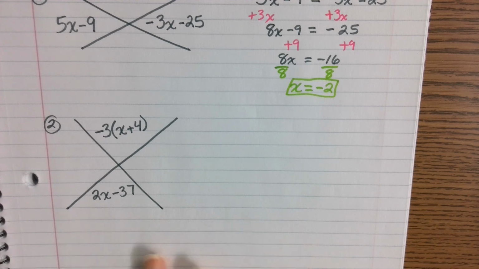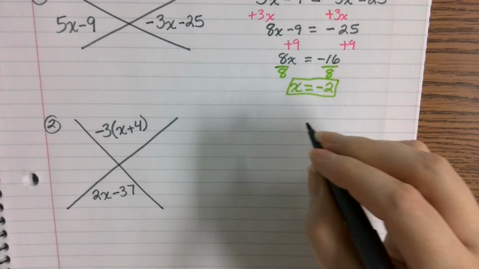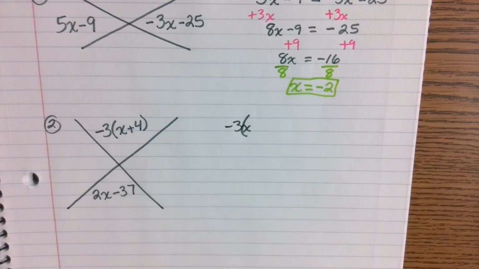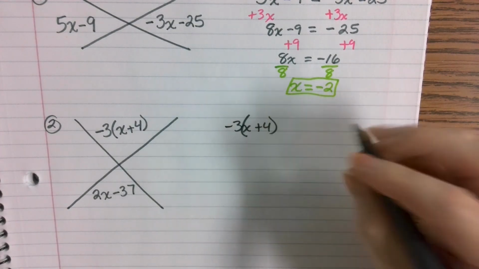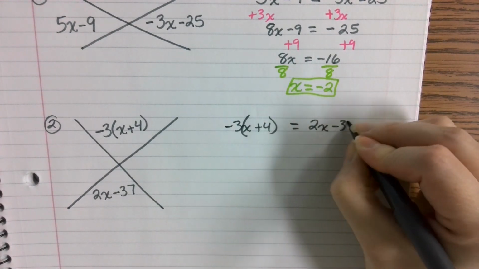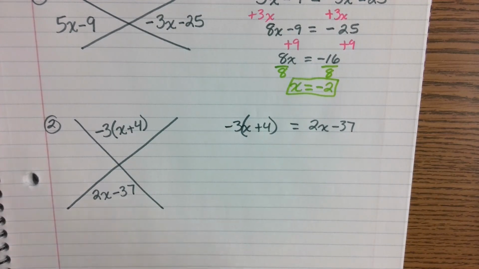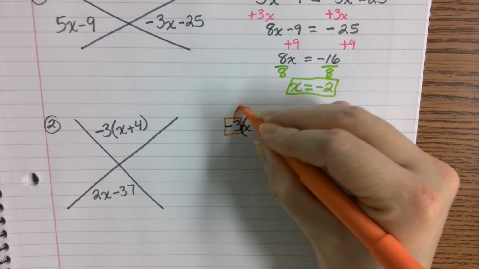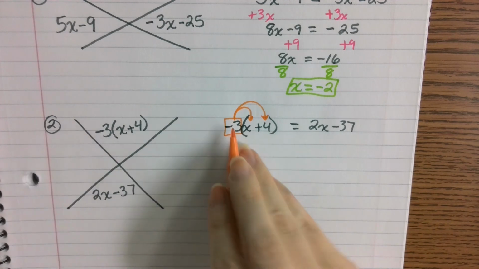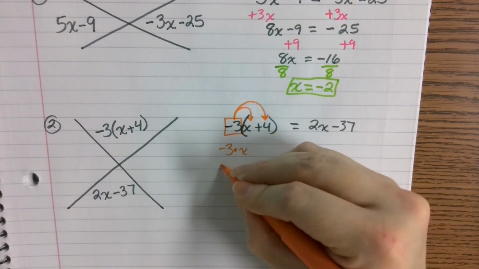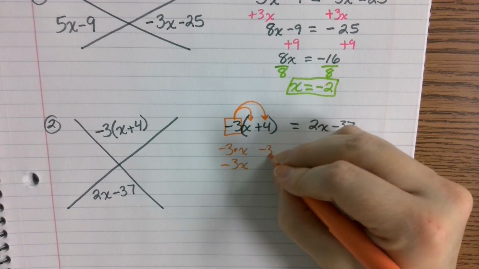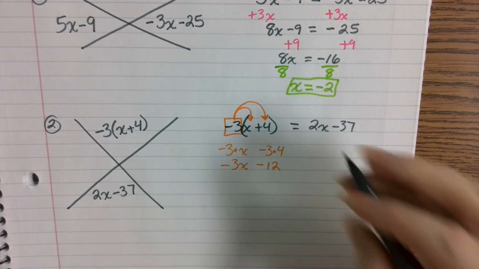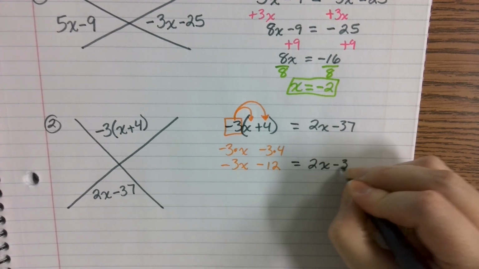So let's go through and see what the process was, okay? So here, we've got to set it up as negative 3 times the quantity of x plus 4 is equal to 2x minus 37. So the first thing that we want to do is distribute. We need to distribute negative 3 times x and negative 3 times 4. Negative 3 times x is negative 3x. Negative 3 times 4 is negative 12. So you get negative 3x minus 12 is equal to 2x minus 37.